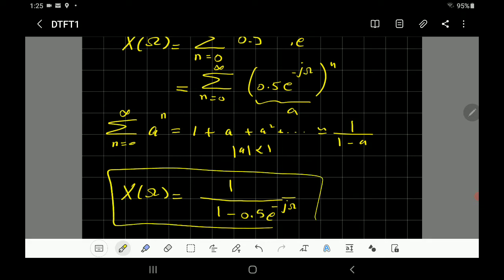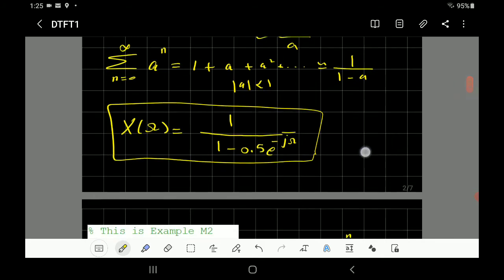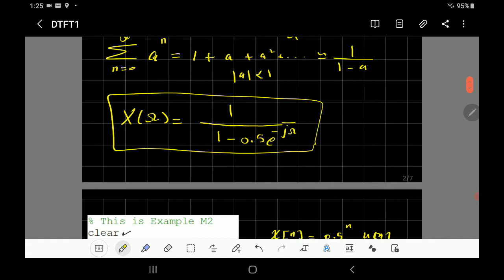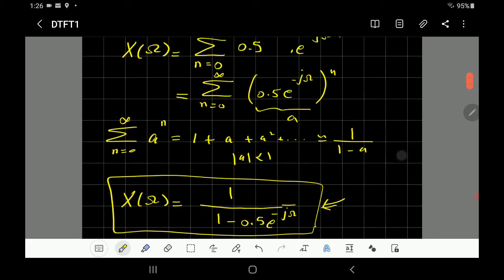You can, of course, if you want to simplify it more, simplify it. I will leave it for you as an exercise. You can find the magnitude and the angle of e to the power minus j omega and do that. But I'm not going to go through this now. I'm just going to the second one because this is correct anyway.